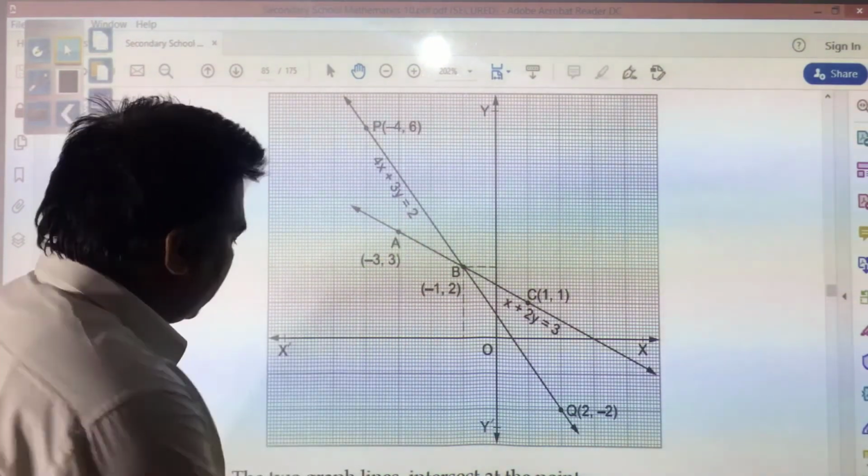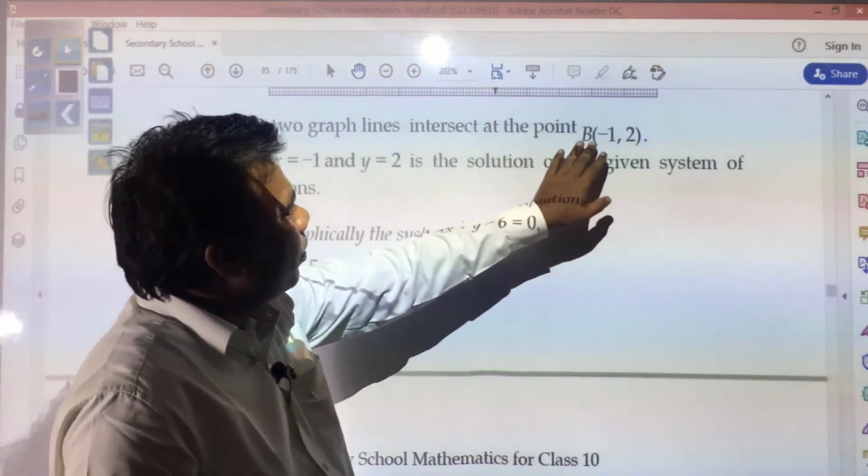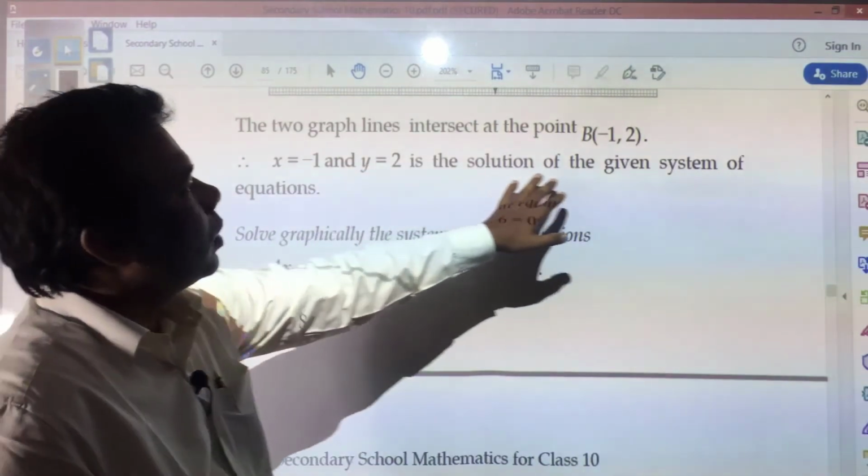So, like this it is to be done. The two graph lines intersect at the point minus 1 and 2. So, x is equal to minus 1 and y is equal to 2 is the solution of the given system of equations.